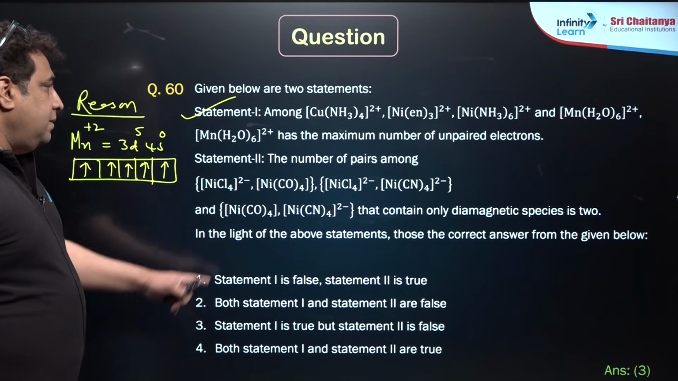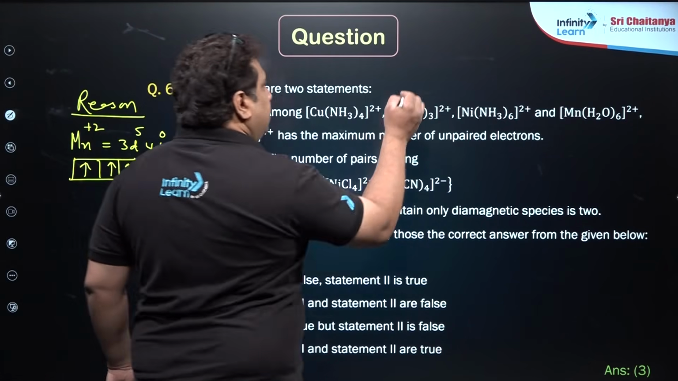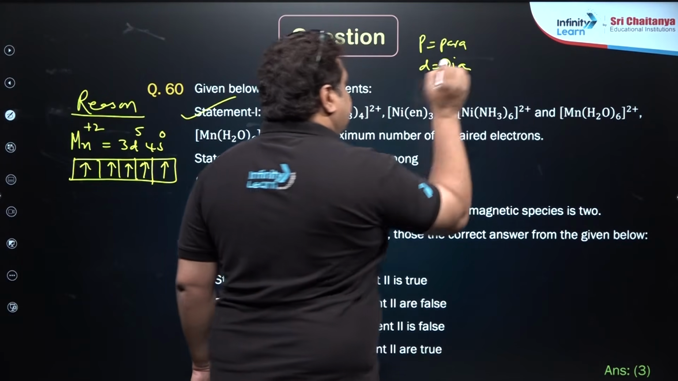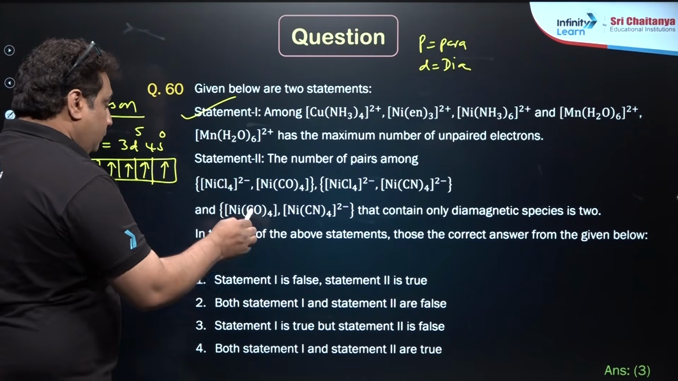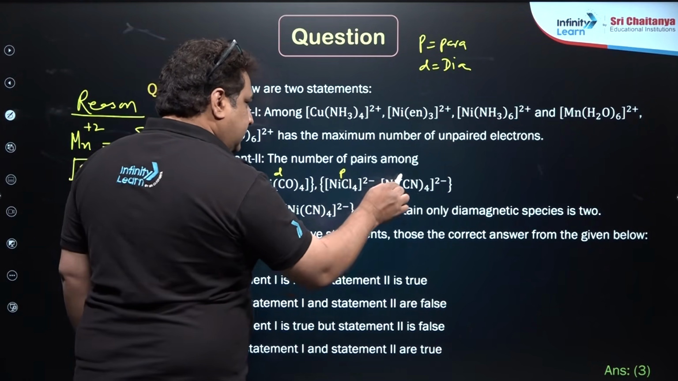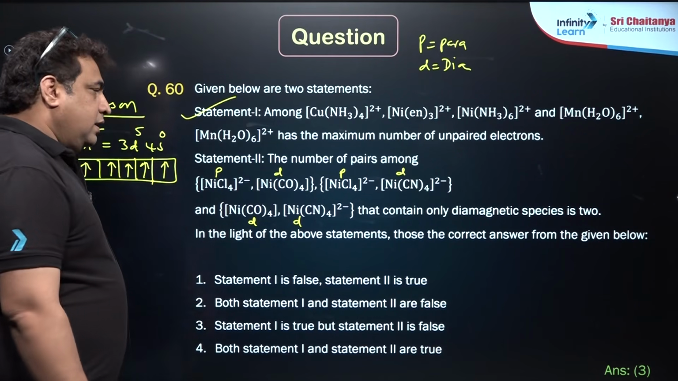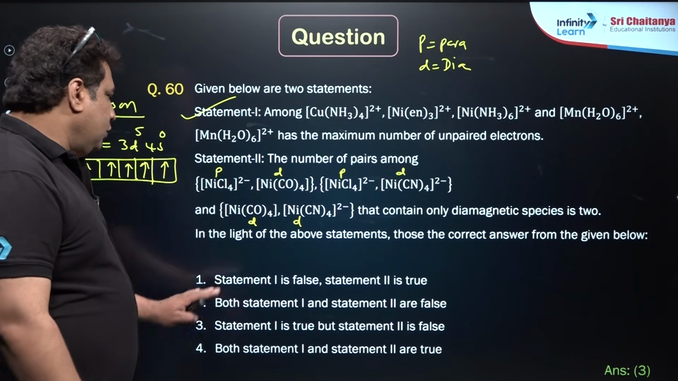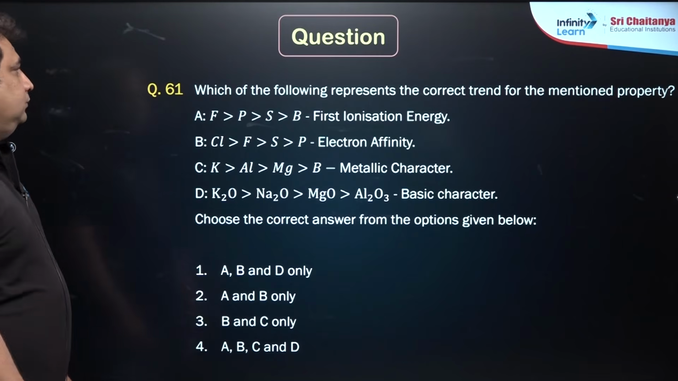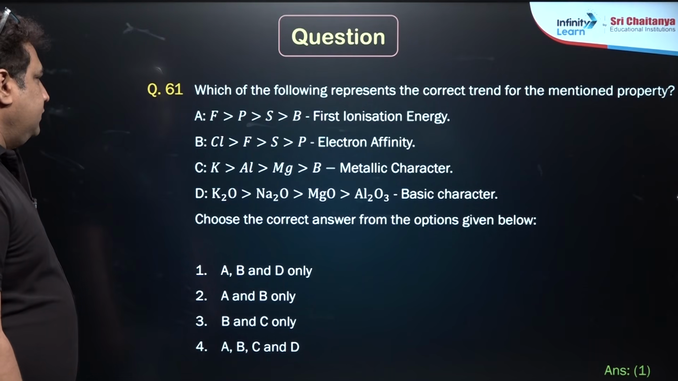Correct. Next, the number of pairs among these that contain only diamagnetic species. See, I will write P for para, D for diamagnetic. Okay. So, here you can see this is paramagnetic, this is diamagnetic, this is paramagnetic, this is diamagnetic, this is diamagnetic, this is diamagnetic. So, that contain only diamagnetic species, you should know only one set has diamagnetic species, hence this statement will become wrong. Next, which of the following represents the correct trend for the mentioned properties? Okay.